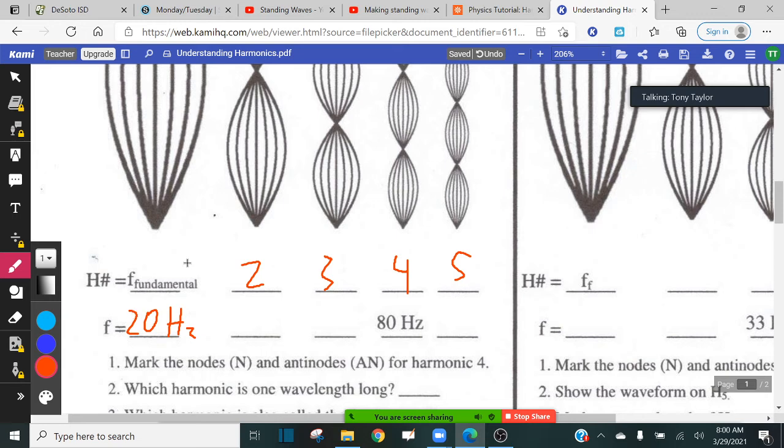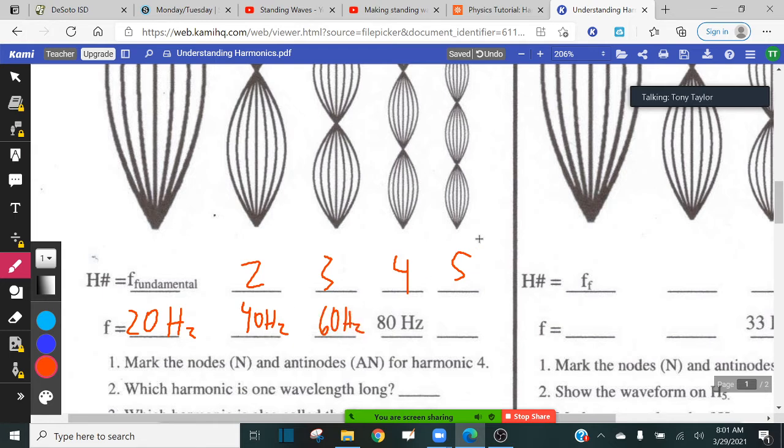Okay, so what is the frequency of the second harmonic? Well, what's 20 times 2? 20 times 2 is just 40 hertz. Okay. What about the frequency of the third harmonic? It would be 20 times 3, which is 60 hertz.